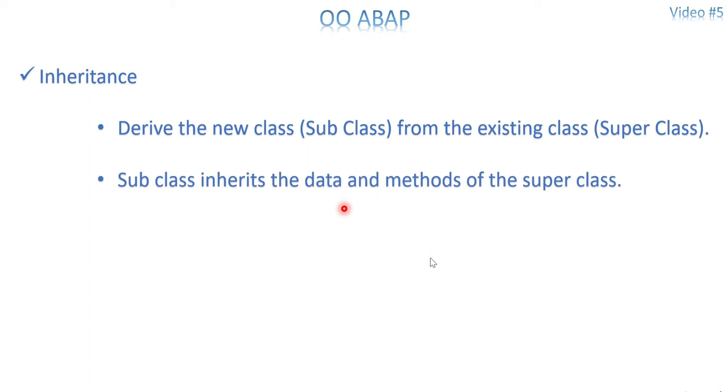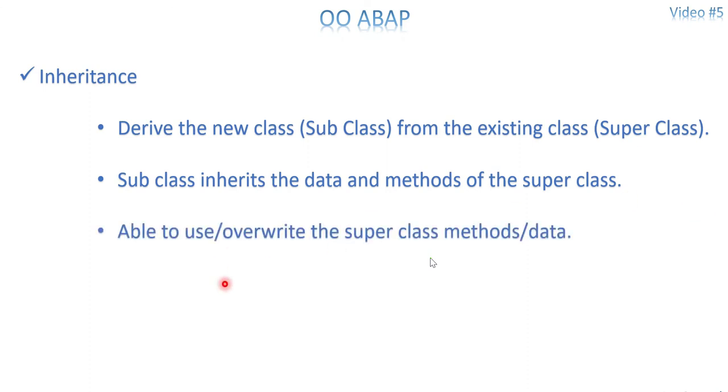And the subclass inherits the data and methods of a class. A class contains either attributes or methods. Methods are methods with parameters. It has a constructor, which also comes under a special method. So it has only data and methods. Inheritance means you can inherit only data and methods from any class. So the subclass inherits the data and methods of a superclass, and is able to use or override the superclass methods and data values.